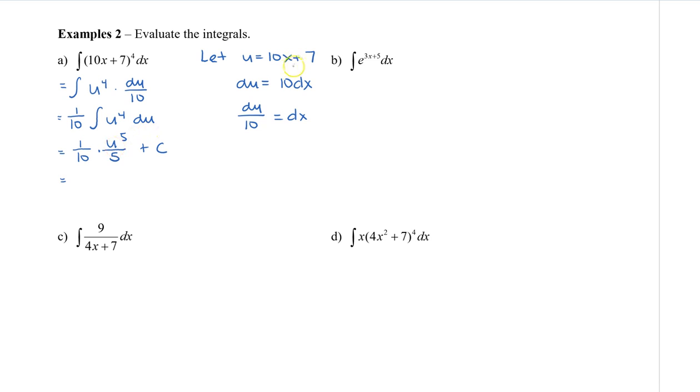And then u, I'm going to now substitute back in with 10x plus 7, all to the power 5. And then I can multiply my 10 and 5 in the denominator to give me 50. And then I have plus c.